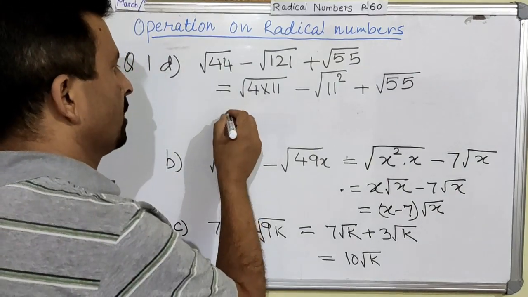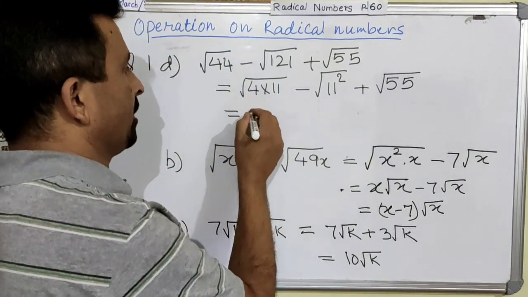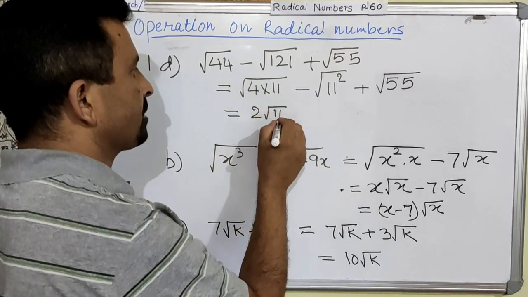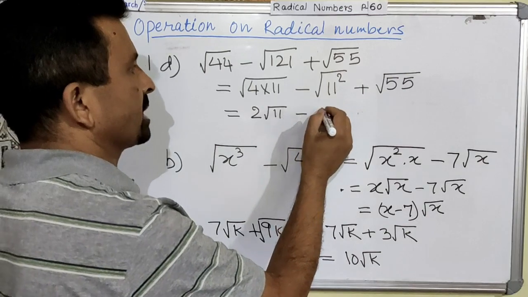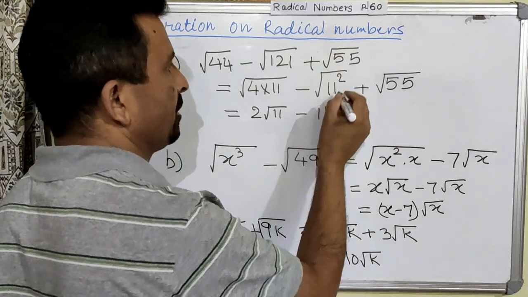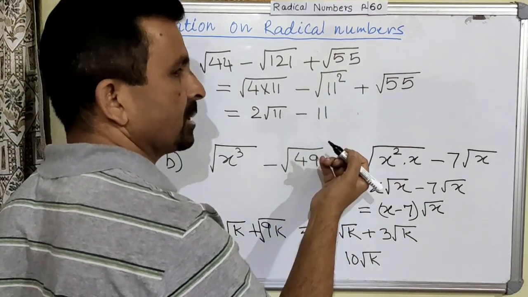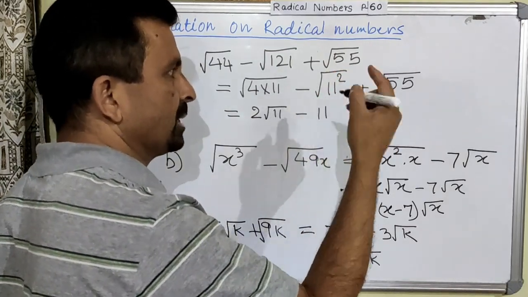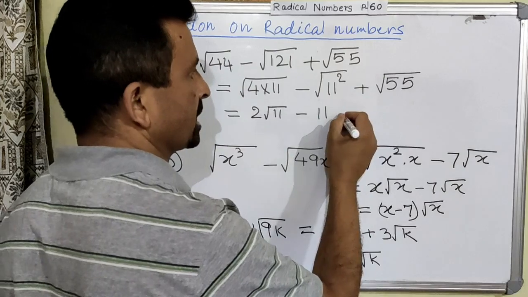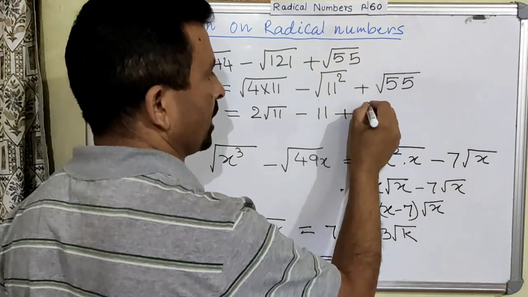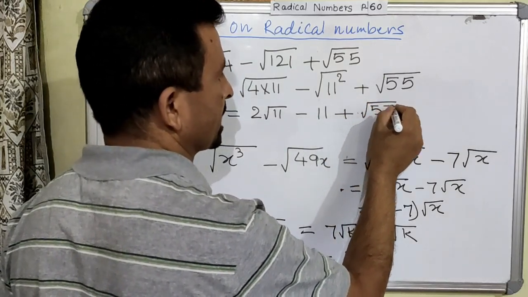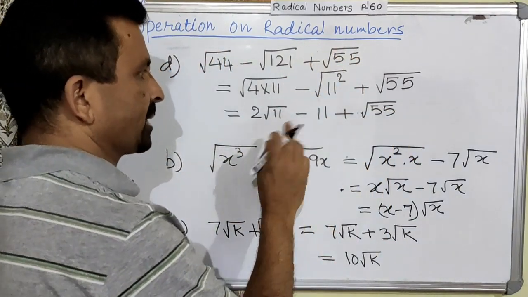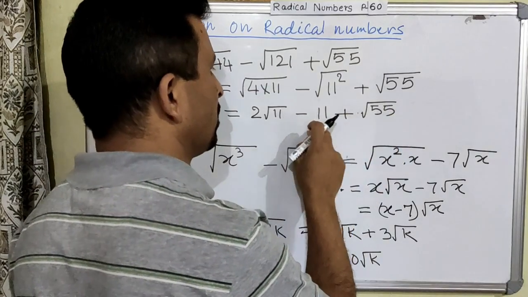Okay. Now the last step is here. The square number will come out. So this is 2 root 11, and this will come out as 11. The square and square root cancel. Clear? Because the square root is power half and this is power 2, so 2 into half is 1. Therefore, this is this. And now plus root over 55 remains as it is. Now we have simplified all the three terms, whatever was possible. But after simplifying, what we have noticed is there is no like term.